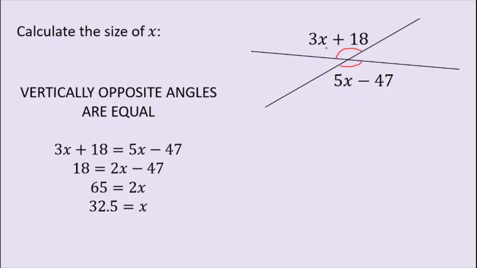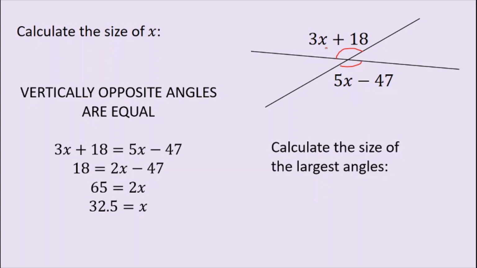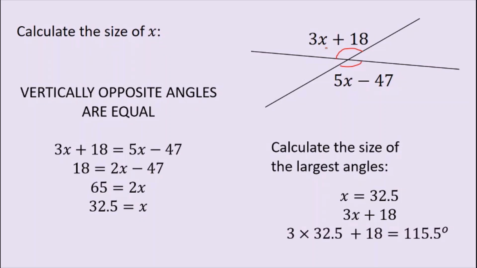We can also use that then to work out the actual size of the angles. So if it said calculate the size of the largest angles, and in this case that would be the obtuse angles, we would substitute the fact that x is 32.5 into one of those equations. I've chosen the first one because it's all positive and that's normally easier. And if you put that into your calculator, you'll find that 3 times 32.5 plus 18 is 115.5 degrees.